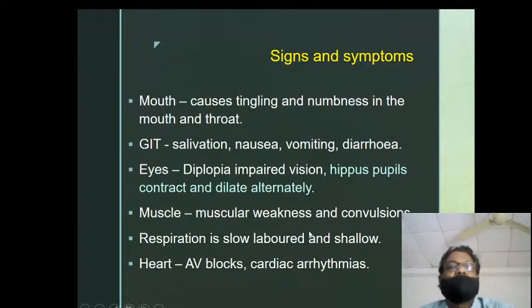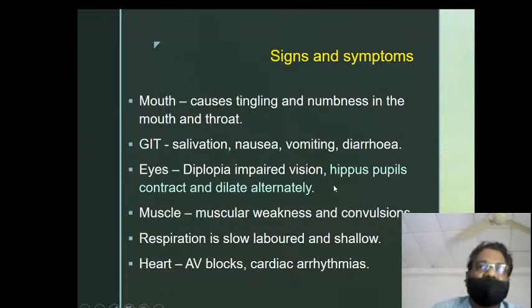So this is important. And a very important point is hippus. This poison can cause hippus. Hippus is nothing but alternate contraction and dilatation of the pupil. Hippus is caused by aconine. That is very, very important for aconite poisoning. It is sometimes an entrance examination bit, and in Viva also most of the time hippus, alternate contraction and dilatation of the pupil.